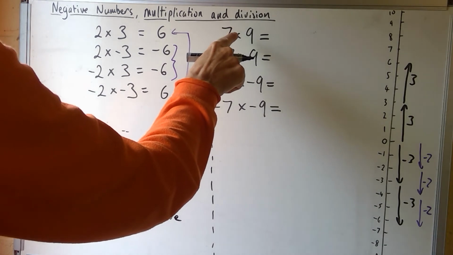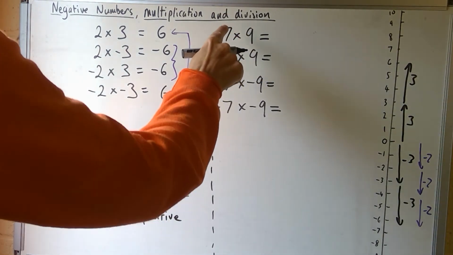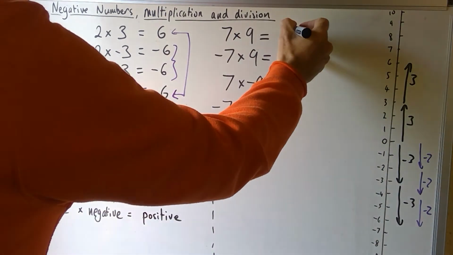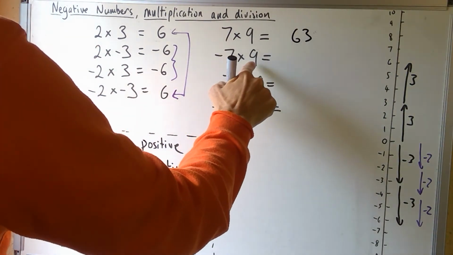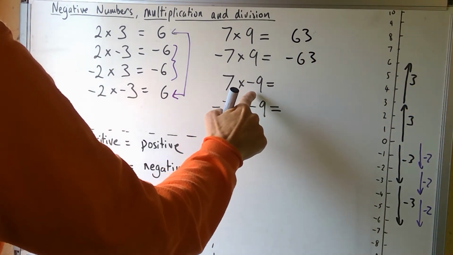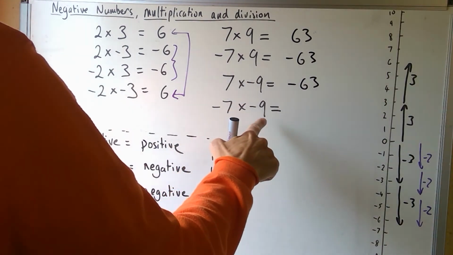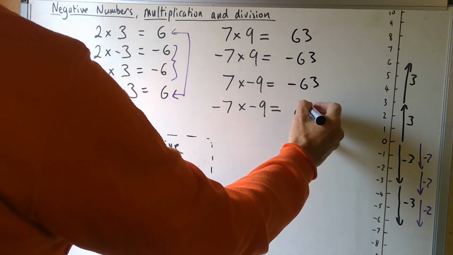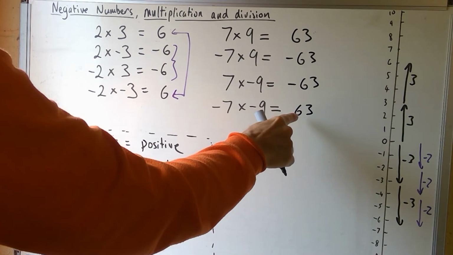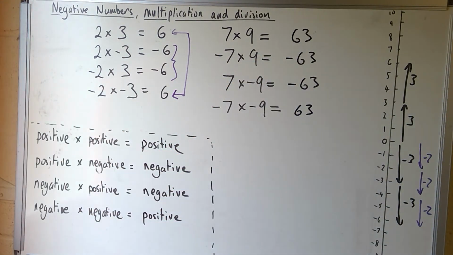So let's use these rules now with another multiplication sum. 7 times 9 is 63. Negative 7 times 9 is negative 63. 7 times negative 9, negative 63 again, and negative 7 times negative 9 is 63. Note that the size of the product is always 63. It's just the sign that we have to determine.